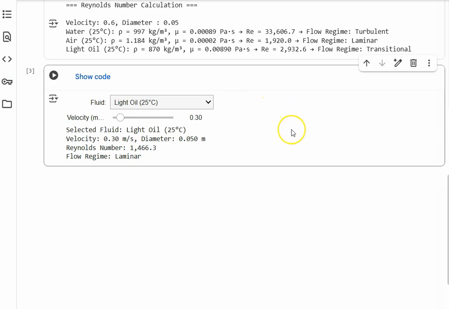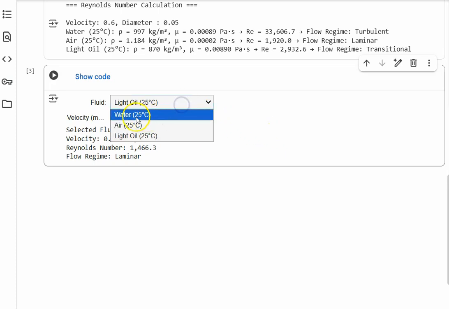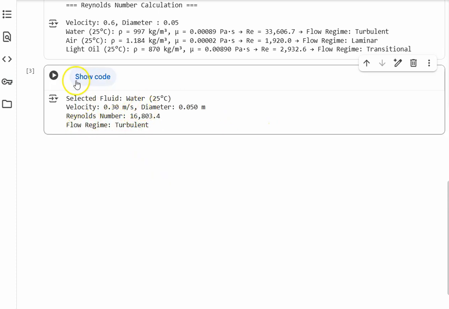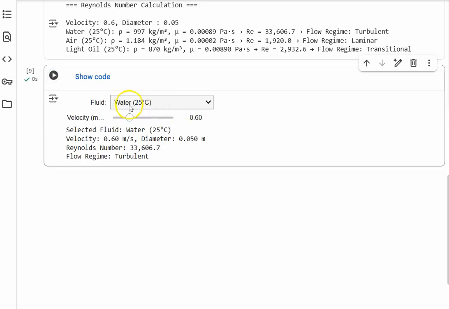Now here we can calculate the Reynolds number in an interactive mode. So first, if I choose air, water, so now here you can see. So if I take water, here I am taking velocity 0.6 and diameter 0.05 meter, so Reynolds number is 30.606.7, and flow regime is turbulent. Now we can change water to air. So again, Reynolds number is 1920 and flow regime is laminar. We can change light oil also.